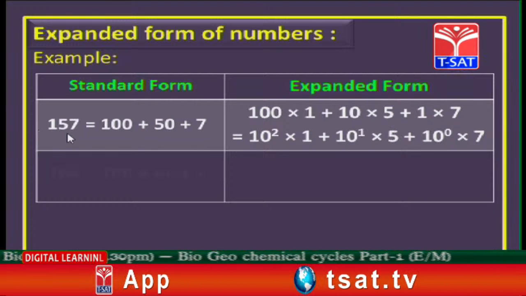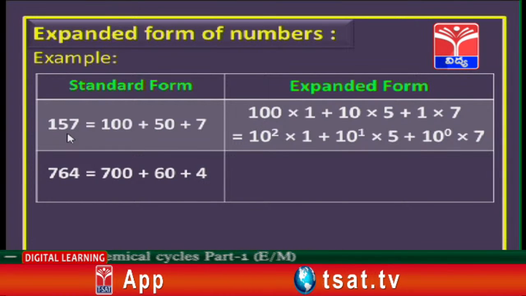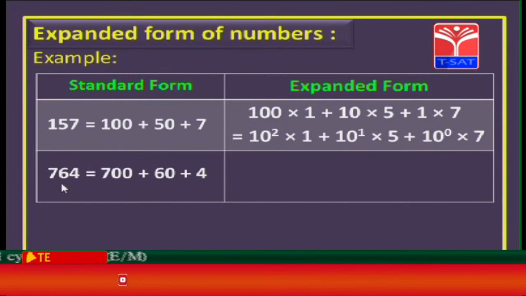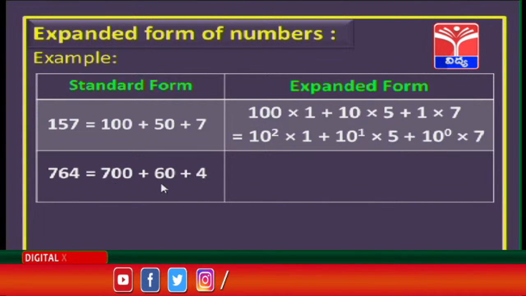Now, let us take another example, 764. So, this is the standard form, 764. I am writing it as 700 plus 60 plus 4.